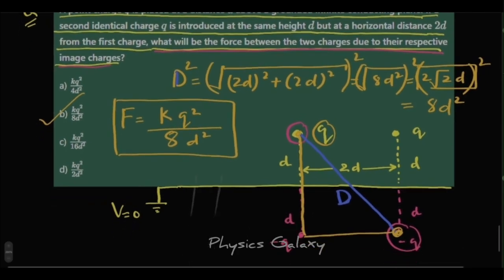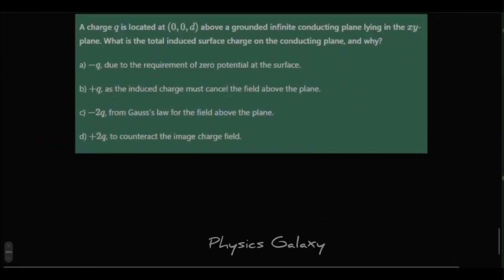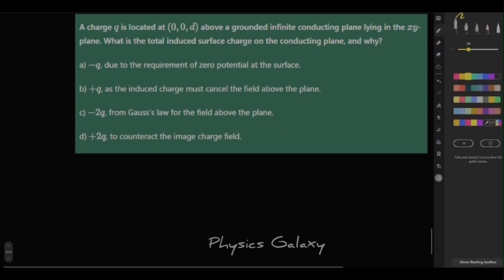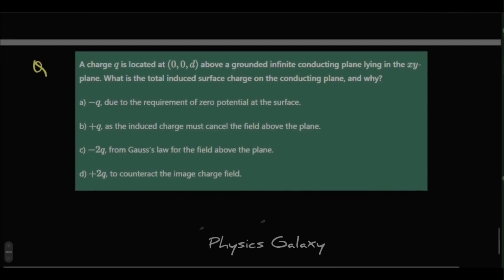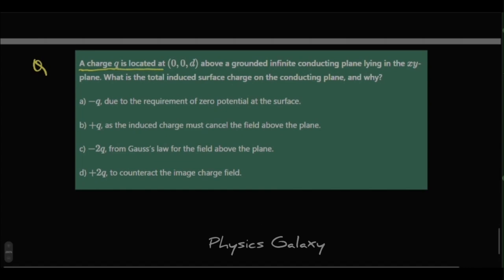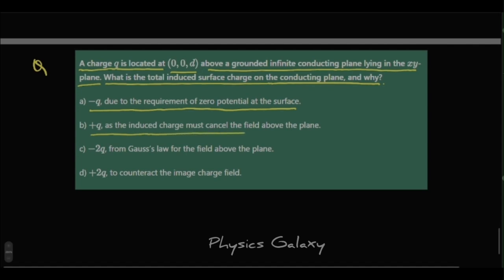Now let's move on to problem number 3. Problem 3 states that a charge Q is located at (0, 0, d) above a grounded infinite conducting plane lying in the XY plane. What is the total induced surface charge on the conducting plane? Option A: minus Q, due to the requirement of zero potential at the surface; plus Q, as induced charge must cancel the field above the plane; minus 2Q, from Gauss's law for the field above the plane; plus 2Q, to counteract the image charge field.